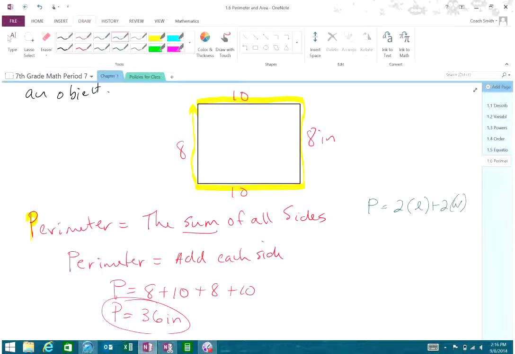Okay, it doesn't work on any other kind of figure except a rectangle. The other one they're going to give you is P is equal to 4 times S. That's if you have a square. In other words, if I have a square, and that square is 5, 5, 5, and 5 feet on each side. Well, how many sides do I have? 4. So that means 4 times 5 would be 20. So the perimeter here would be 20 feet.